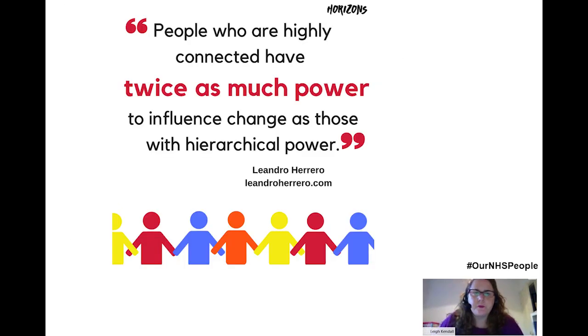So we're talking about Twitter networks and building communities. We found in our working horizons that people who are highly connected have twice as much power to influence change as those with hierarchical power. That means in a traditional organisation, the chief exec and the board will have lots of influence to make things happen. On social media, it's not necessarily that positional hierarchy that can make things happen.